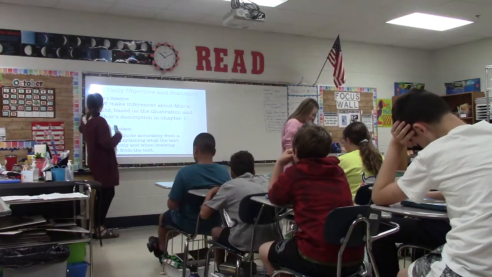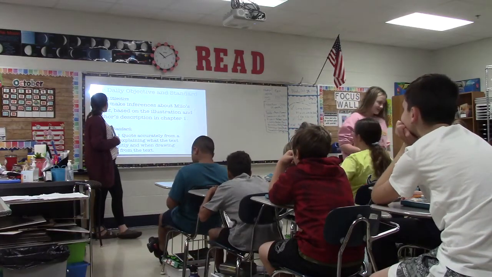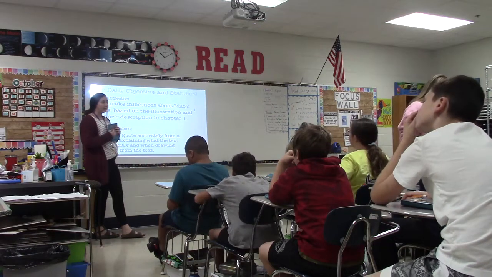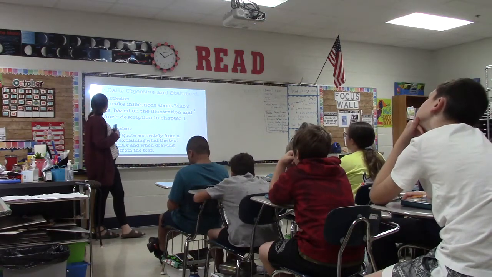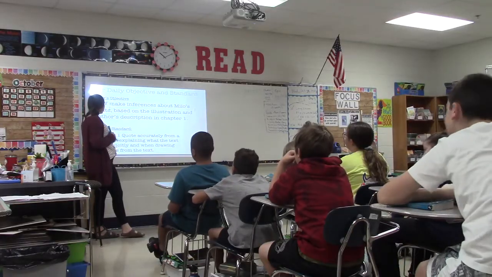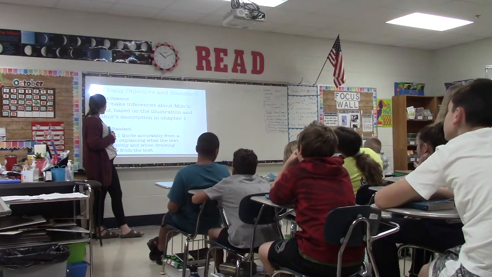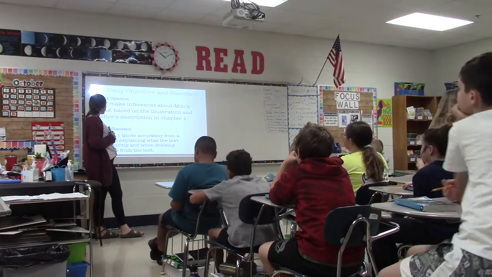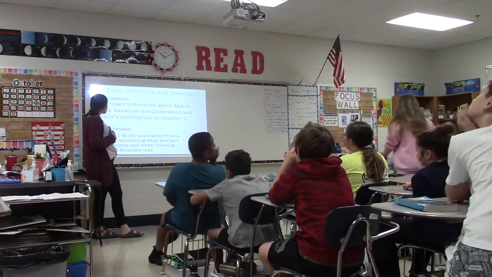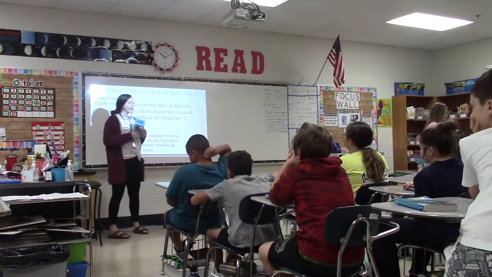First, I'm going to start off. Today's objective is the learner will make inferences about Milo's traits, and Milo is the main character out of our book, based on the illustrations and author's description in Chapter 1. And today's standards that we'll be going over is quote accurately from a text when explaining what the text says explicitly, and when drawing inferences from the text. So, when you guys get your book, yes, Emma?